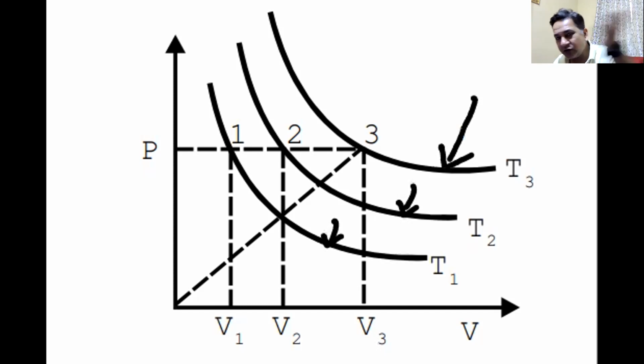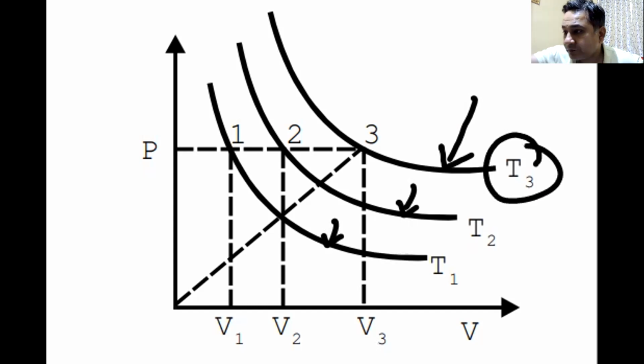You always know which is the middle temperature. Which is the highest temperature and which is the lowest temperature? Which is the highest temperature? We have already discussed this. T3 is the highest. Do we understand this? Yes or no? T3 is the highest temperature. The logic is still the same. They draw a line at constant pressure, and then you can find out wherever the volume is more, the temperature is more. This is the concept. Do we understand the concept? Yes or no?